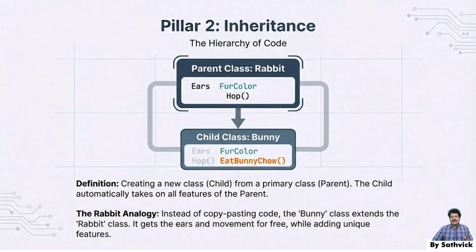A child class takes on all the features of the primary or parent class automatically. This reduces the need to rewrite code that both classes would need to make use of.